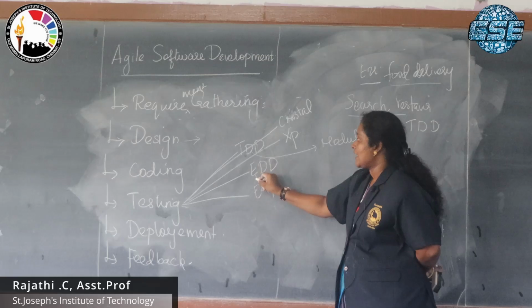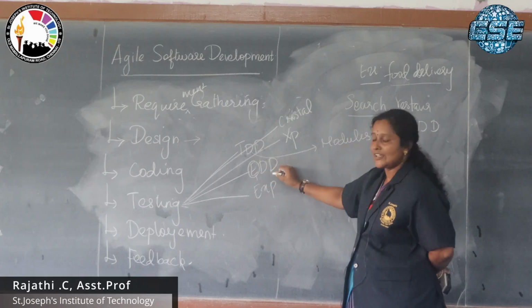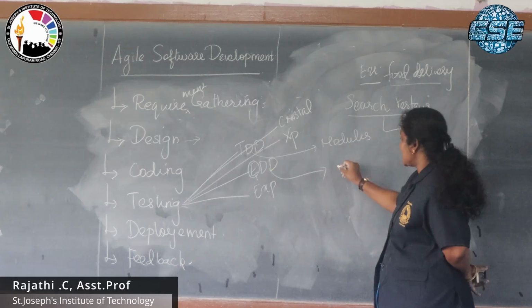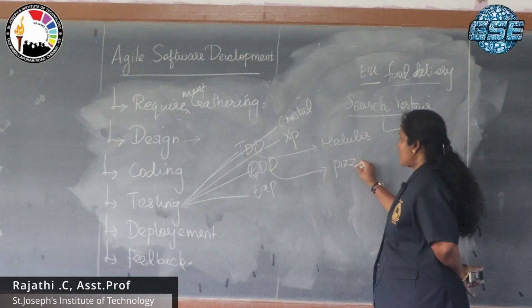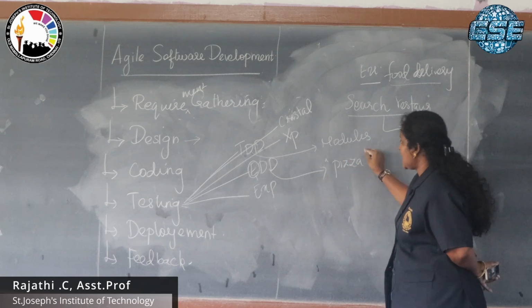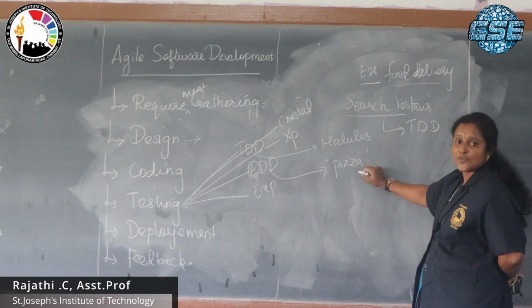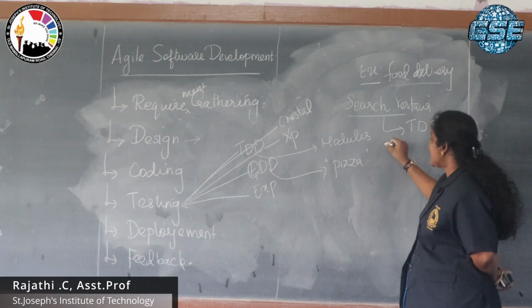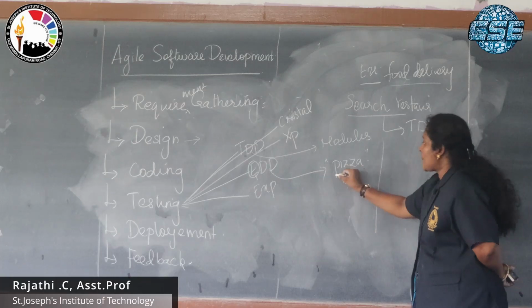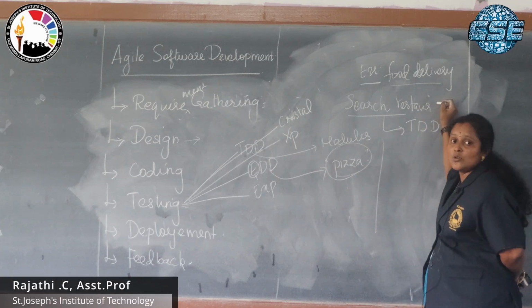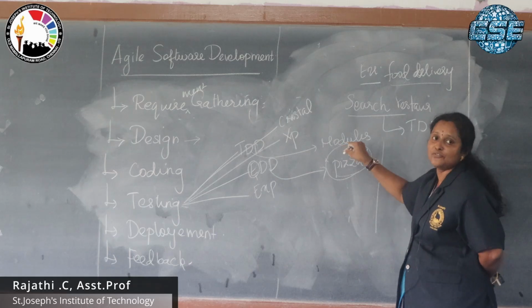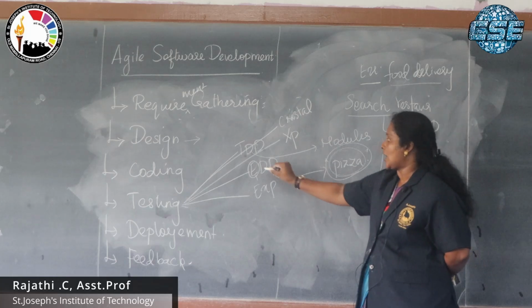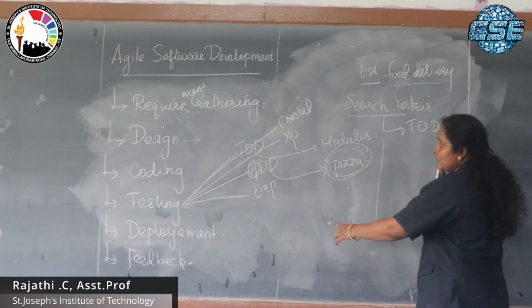Then BDD, or we can call this behavioral driven. In the sense, I want a pizza, right? Pizza is a food name. If we search for this pizza item, all the restaurants where pizza is delivered will be listed. So based on the behavior, we search for the particular food item. This methodology is called BDD, behavioral driven deployment.